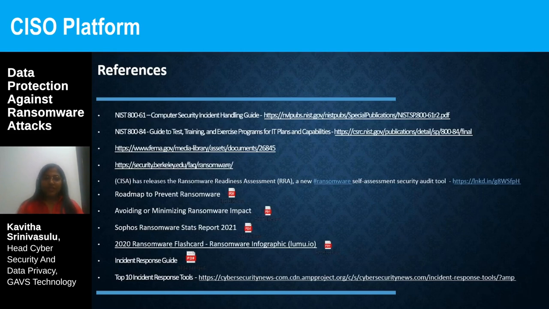So this is for your reference, and this is not developed by Kavitha, but it is from different sources, and all these are shared with you for your reference and good practices only.